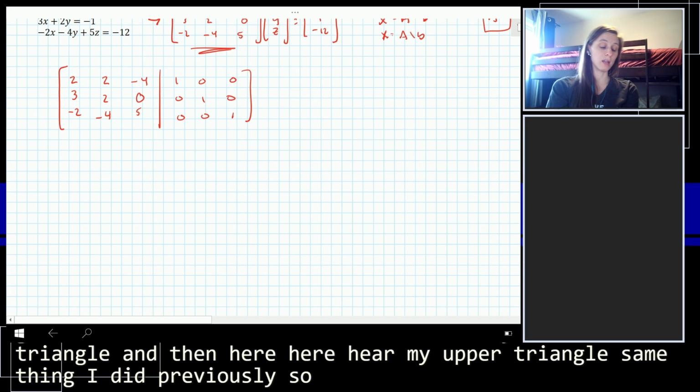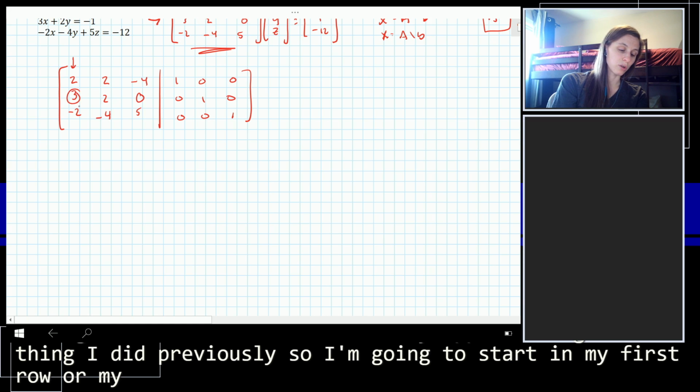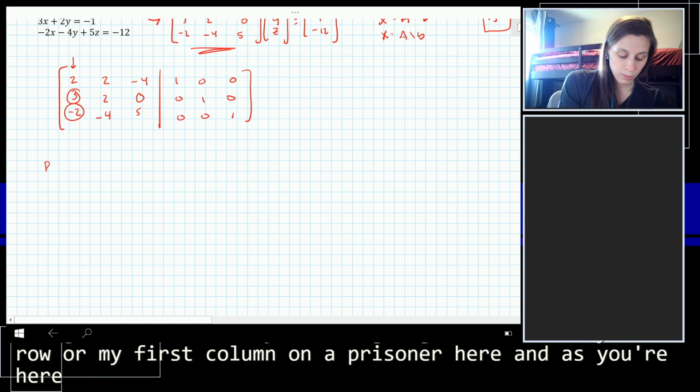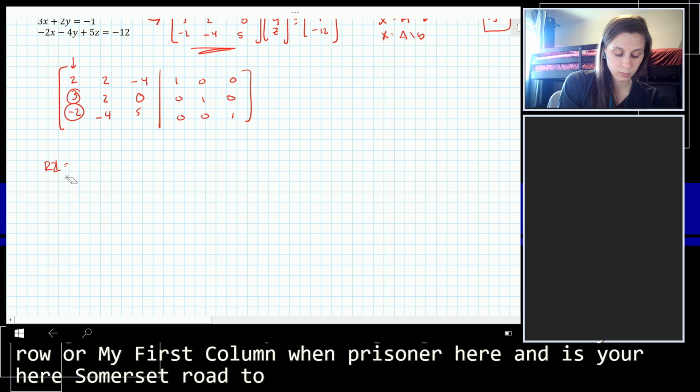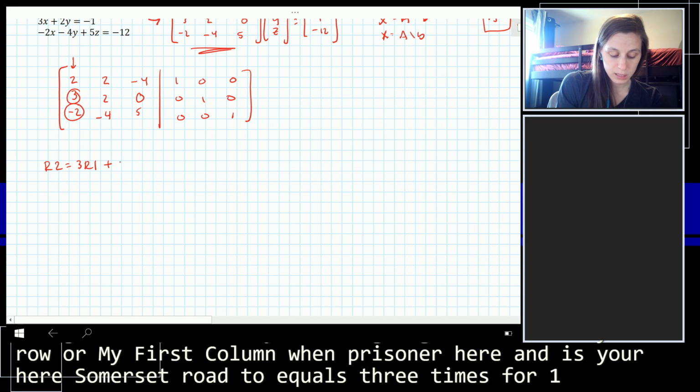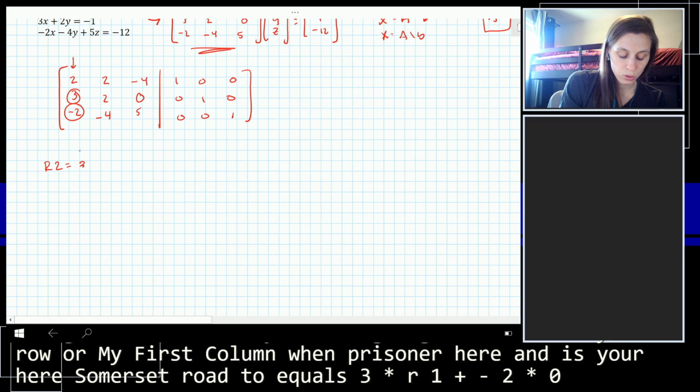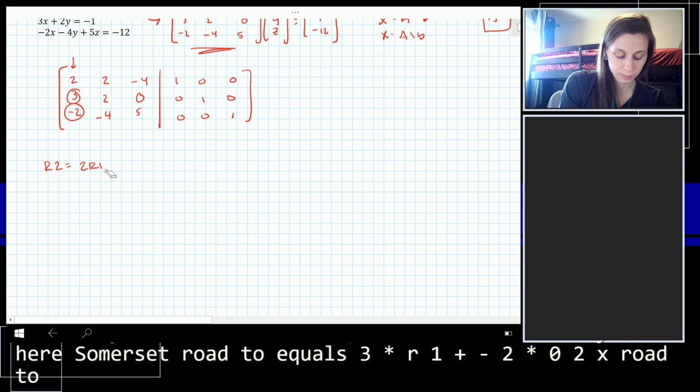So I'm going to start in my first column. I'm going to put a 0 here and a 0 here. So I'm going to say row 2 equals 2 times row 2 minus 3 times row 1. And I'm also going to say row 3 equals row 3 plus row 2.